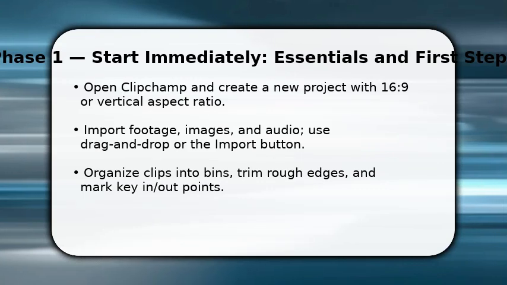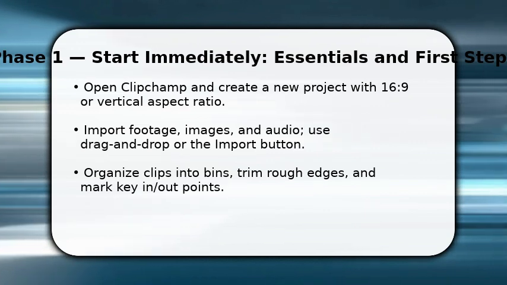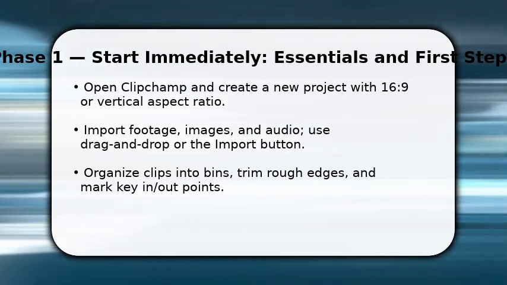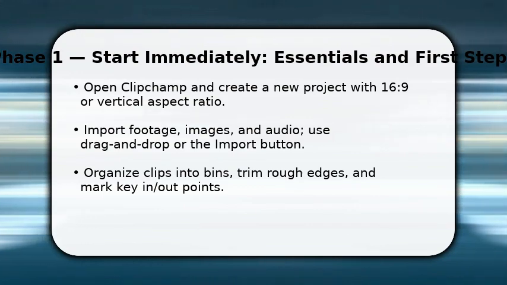You begin by building the raw foundation. Open Clipchamp and create a new project with the correct aspect ratio for your platform. Once done, import all footage, graphics, and audio. Drag and drop is fastest. You should organize clips into bins and set rough in and out points so you don't waste time later. Make sure to trim obvious dead space now. It speeds editing. As you work, name tracks and lock any elements you don't want changed, which prevents accidental edits.